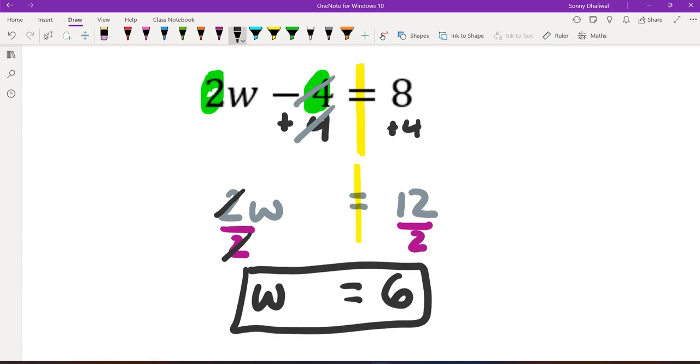You try to get rid of the constant, then you try to get rid of the coefficient. And that's the procedure that most teachers are going to recommend. Now this is where you get into the fun part of math. This isn't a set rule.